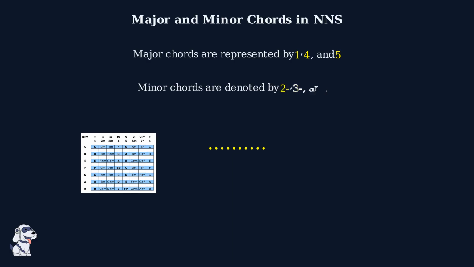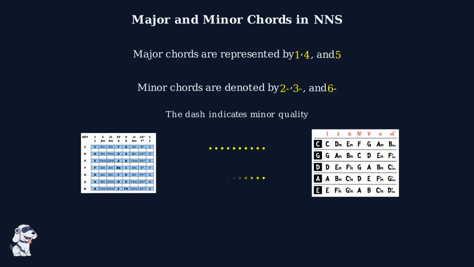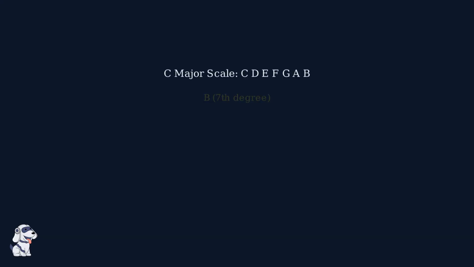Minor chords are denoted by 2, 3, and 6, with the dash indicating the minor quality. In the key of C major, 2 represents D minor, 3 represents E minor, and 6 represents A minor. This numbering system provides a clear indication of each chord's function within the key, allowing musicians to understand harmonic relationships instantly. In the major scale, the 7th scale degree typically forms a diminished chord.